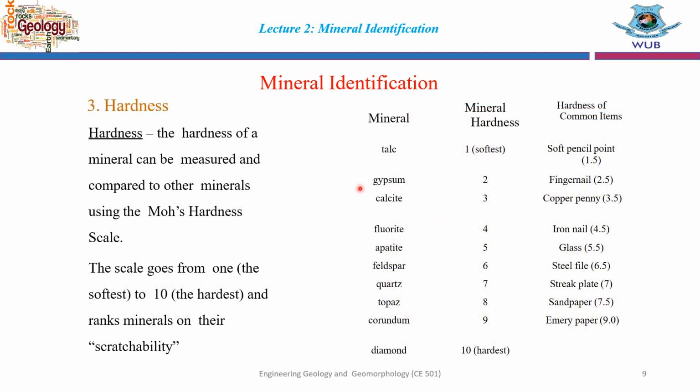Hardness is another important term for identification of minerals. The hardness of a mineral can be measured and compared to other minerals using the Mohs hardness scale. The scale goes from one, the softest, to ten, the hardest, and ranks minerals on their scratchability. If your mineral is gypsum, the mineral hardness is 2. This is very soft. And if your mineral is a diamond, its hardness rank is 10, which is the hardest.